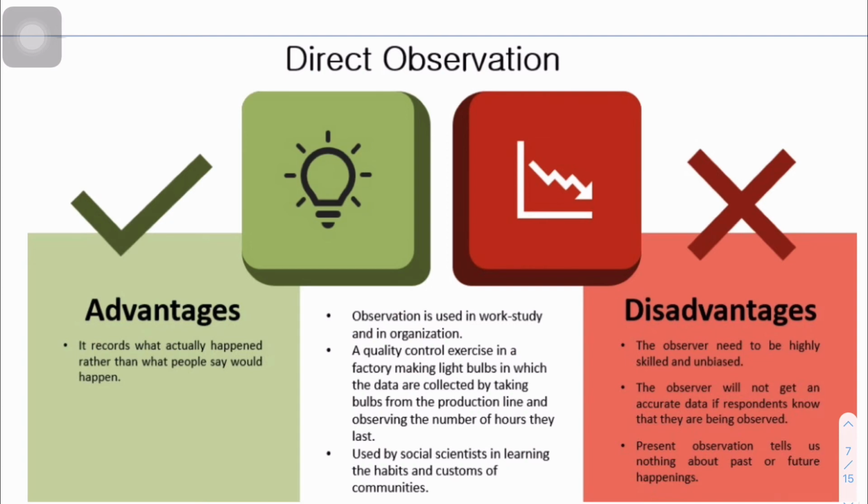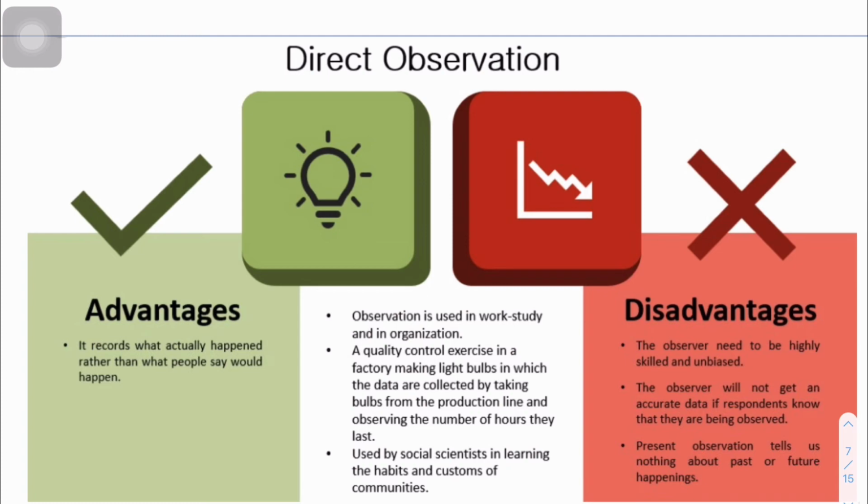Ni contoh lah. Okay, kalau macam QC, quality control punya department, dekat dalam kilang yang buat lampu, so dia nak tengok dalam satu masa berapa banyak lampu yang boleh dihasilkan. So just observe. Okay, dia observe dekat production line, number of hours yang diperlukan untuk menghasilkan certain number. So that one is a direct observation contoh. Used by social scientists in learning the habits and customs of communities. So kalau macam social science, dia nak tengok behavior of communities pun biasanya orang akan buat direct observation. Maksudnya pergi ke satu tempat, pergi ke mana targeted area or targeted community, then we observe. Okay, we directly see their social life, macam tu lah.